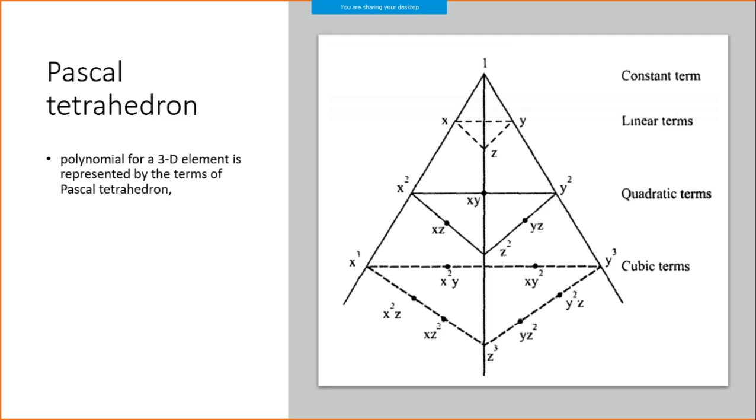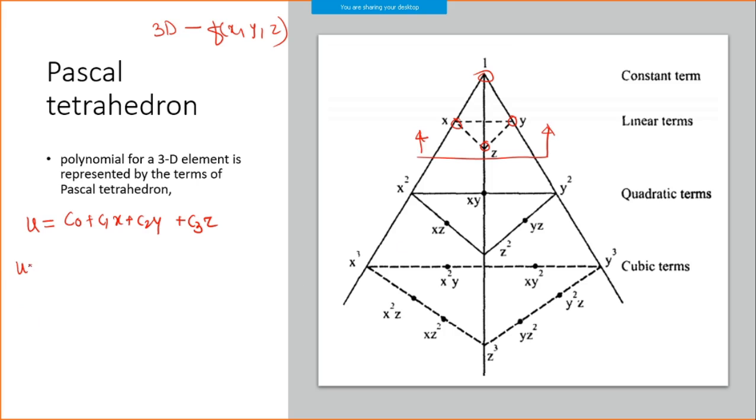Similarly, if I'm going to define 3D elements, then it becomes a tetrahedron, because 3D means I have an x term, y term, and z term. If I'm going to define a linear equation, I have to take 1, 3, and 4 terms. So I can have a constant term C0, C1x, C2y, then C3z. All the terms are taken, then it becomes linear.